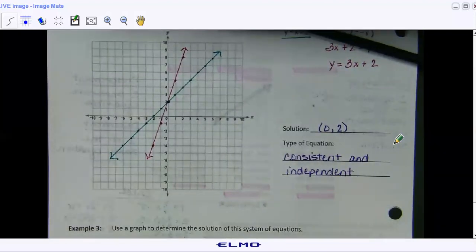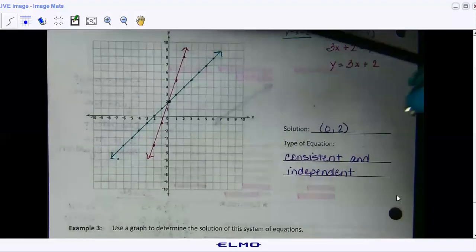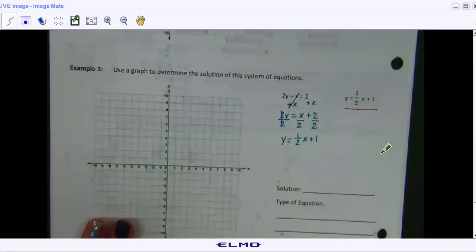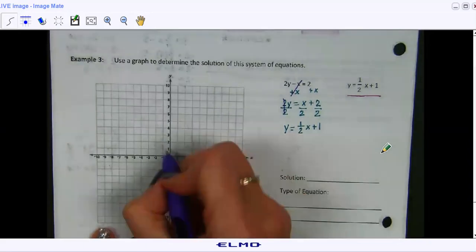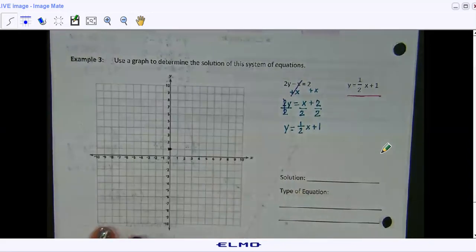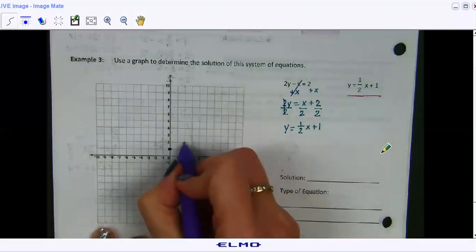Okay, both equations are the same. That's exactly what you should have gotten. What do you notice about the two equations? They're the same, so you just have to graph it once. Let's go ahead and graph this equation. Where are we going to start? The y-intercept of 1. And then how are we going to graph a half? Rise 1, run 2.